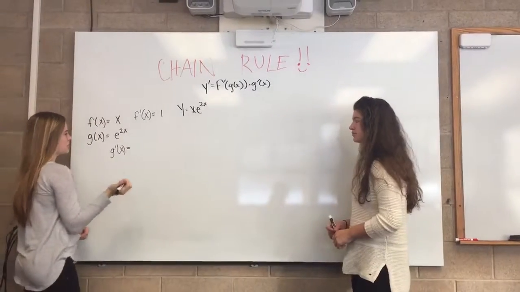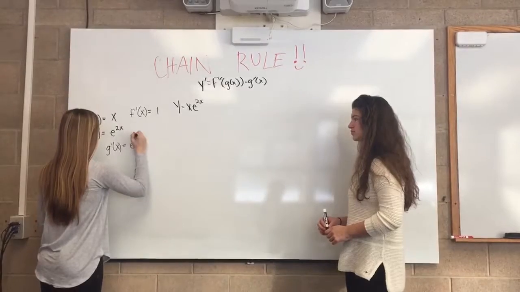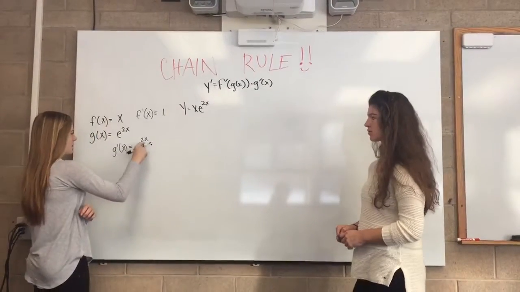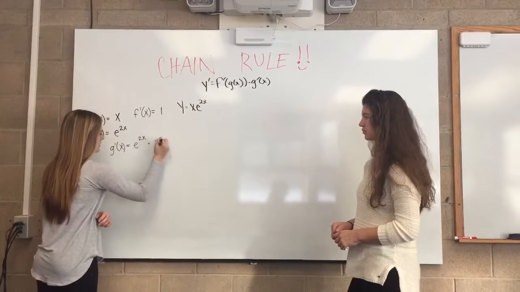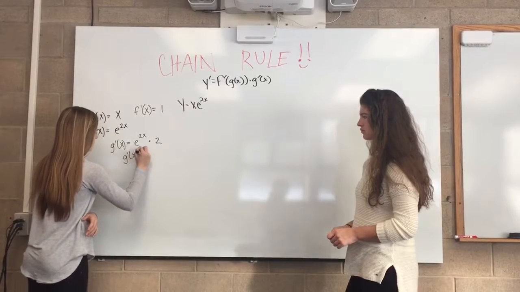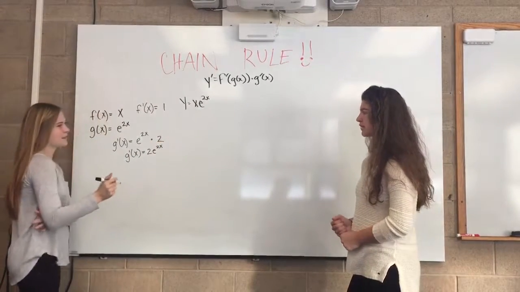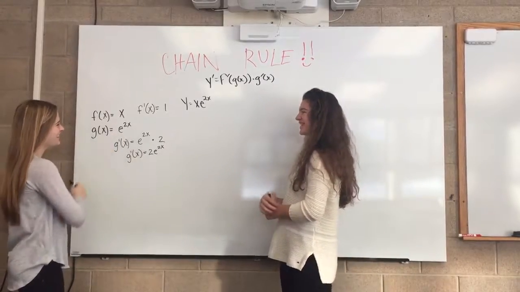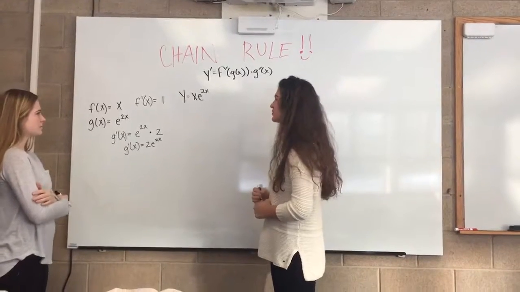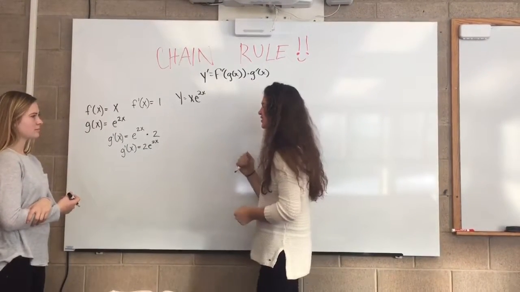So when we do the chain rule, we get e to the 2x times the derivative of the inner function, which is 2. So it ends up being 2e to the 2x. Okay, and then now that we know all these different parts of the equation, we can plug it in to this product and chain equation.